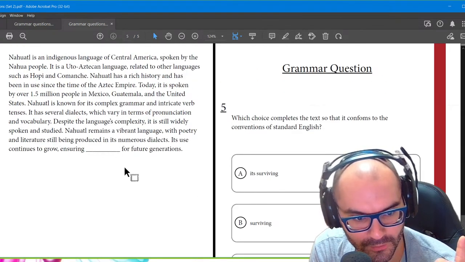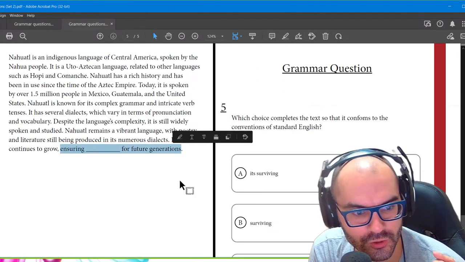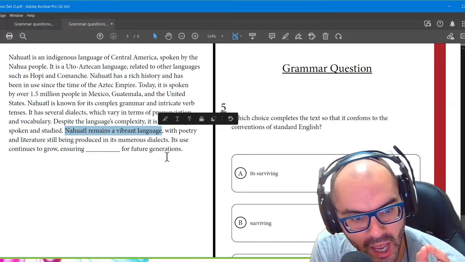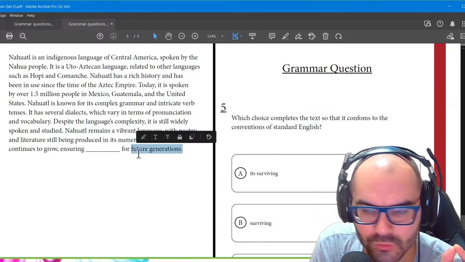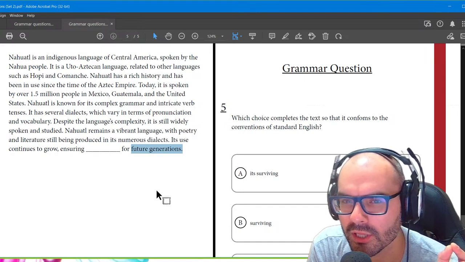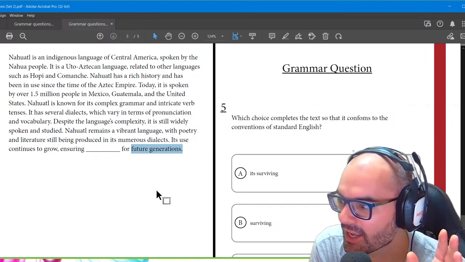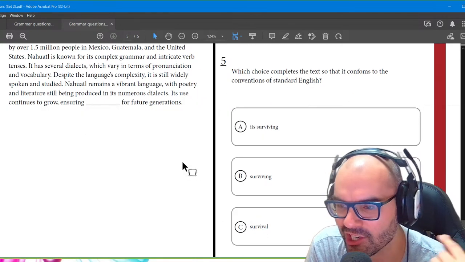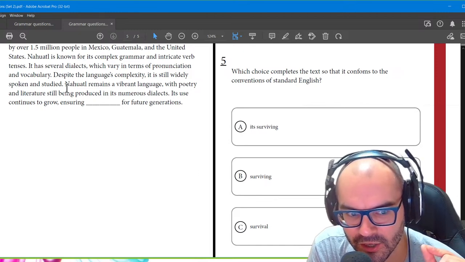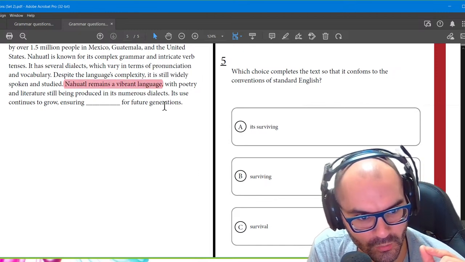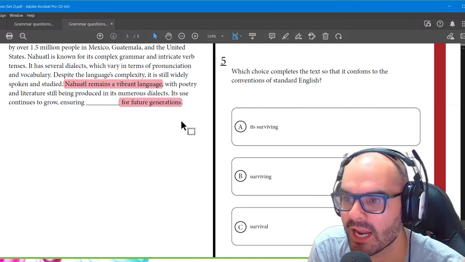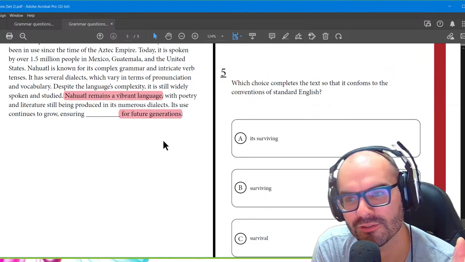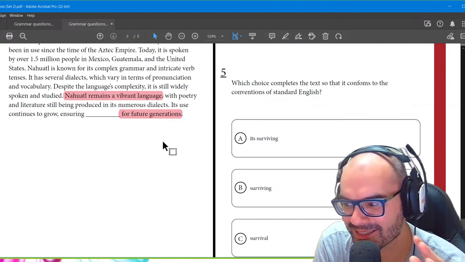If I put survival in this blank, ensuring survival for future generations, I could be talking about the survival of this language. I could be talking about the survival of future generations. Like the life of these people could depend on this. So I want to be careful with this because if I just say survival, I actually create ambiguity. I create a confusion. Survival of the language or survival of the generations. And I don't think that anyone's going to argue that using the language is a requirement for their survival as human beings. I think that's a little extreme.